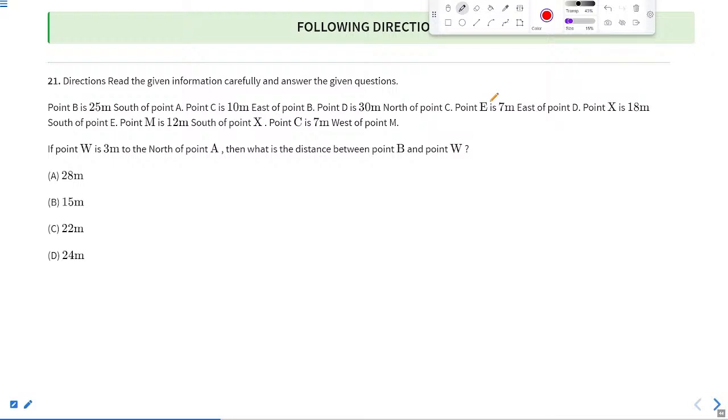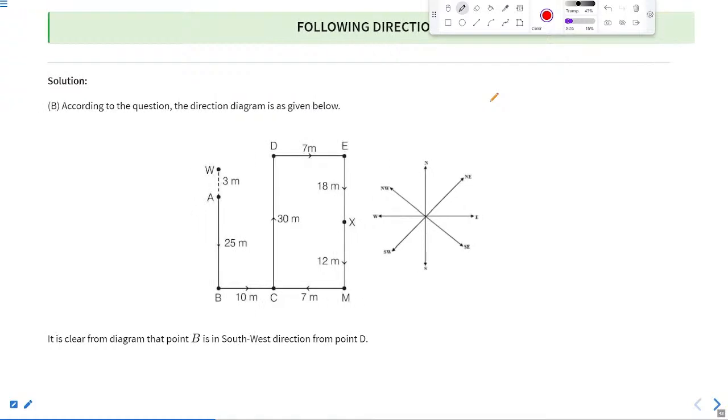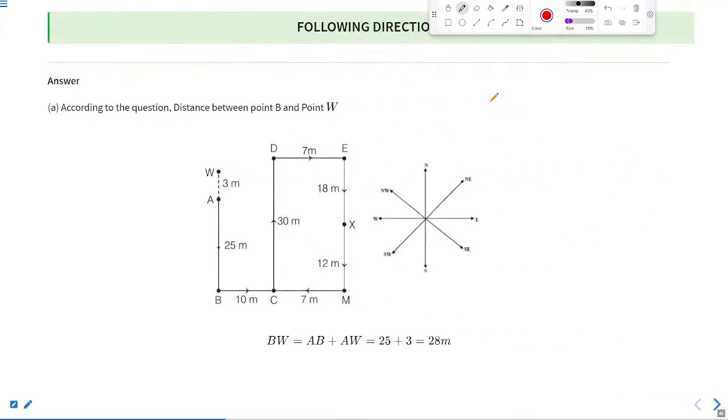If point W is 3 meters to the north of point A, then what is the distance between B and W? Now this diagram is a continuation of this one. From here it's clear that B and W are in a straight line and they have a distance of AB plus AW, which is 25 plus 3, which the answer is 28.